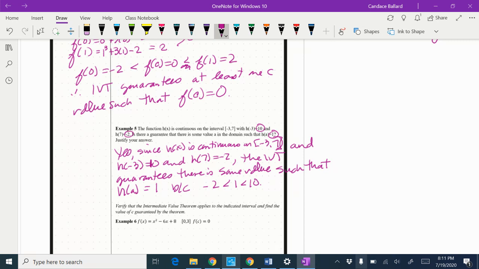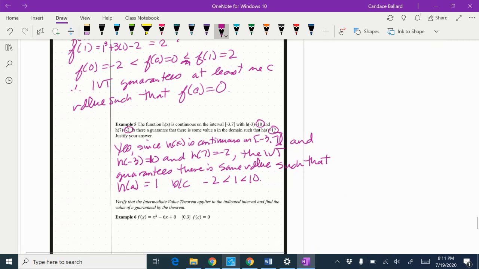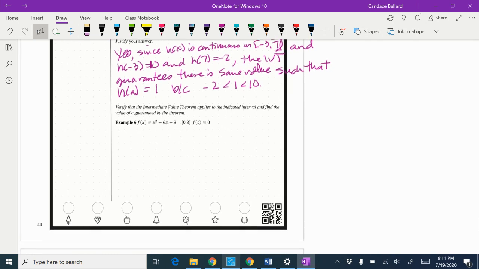All right, so now we're going to verify that the intermediate value theorem applies to the indicated interval and find the value of c. So we actually have to find the c value. So we're going to do kind of the little proof first, and then we actually have to calculate the c value, which was our second I can statement today.